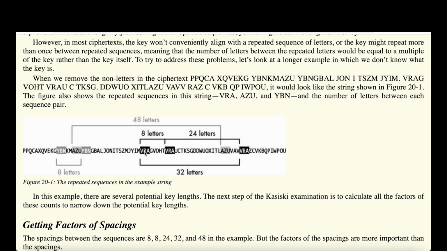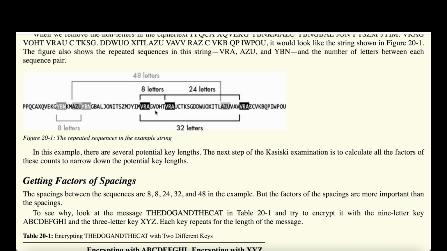And then we have other characters that repeat, for example VRA repeats also 8 letters in between. Then after 24 letters, VRA repeats again. After 32 letters we have a repetition, and also after 48 letters. So by looking at that, we can see there are several potential key lengths, ranging all the way from 8 to 48 letters of repetition. And for a better example why our key could be 8 letters long, but also for example 24 letters long, let's have a look at an example.